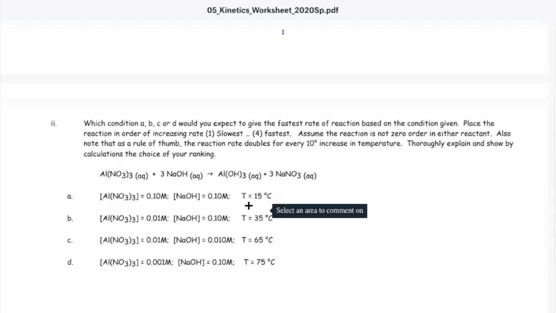So think about that. And then look at the concentrations. In the first condition, it's 0.1. But in the second condition, it's 0.01 and 0.1. So the concentration difference here is that in the second reaction, the concentration of aluminum nitrate actually drops not by 10, but by 100. So in one instance, the temperature goes up by 20. So it doubles, and then it doubles from that. But the concentration change, look at the concentration change between the A and B. It doesn't decrease by half, because half of 0.1 would be 0.05.